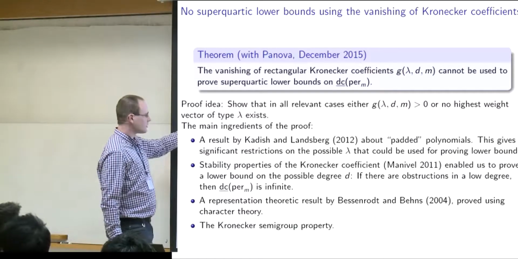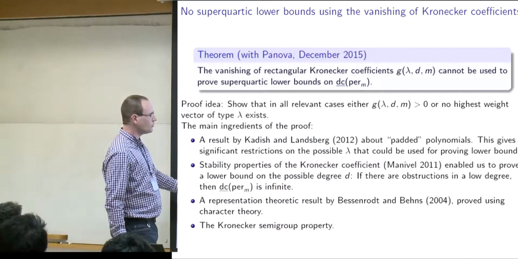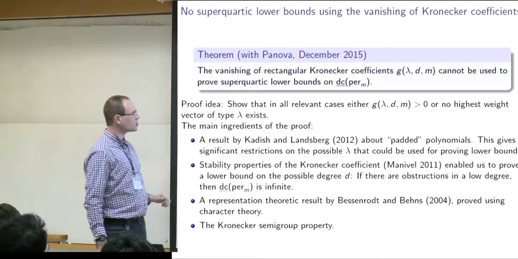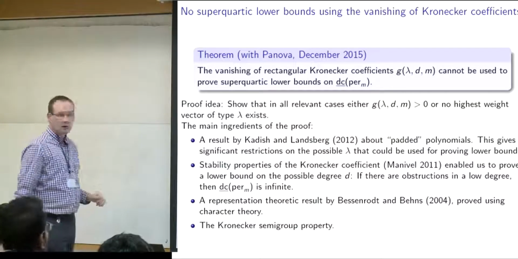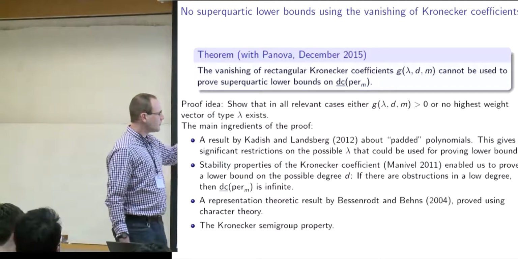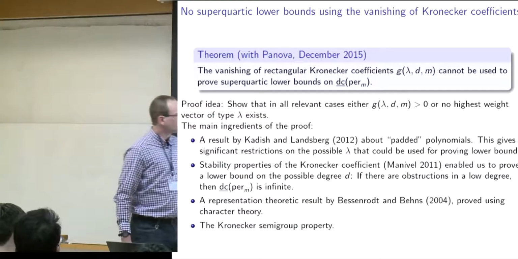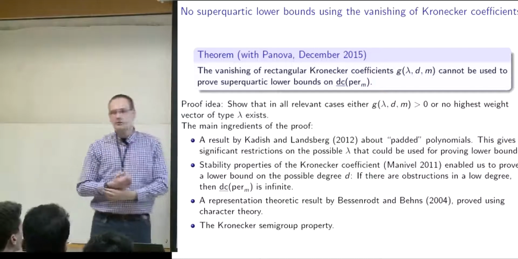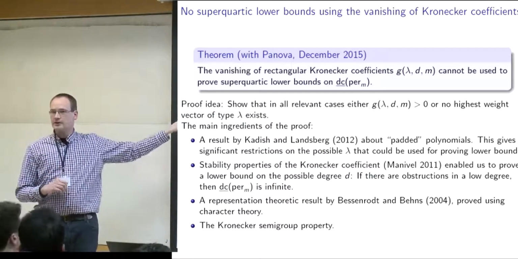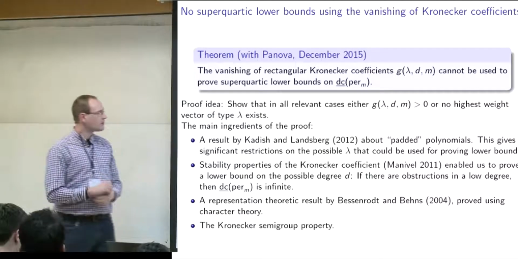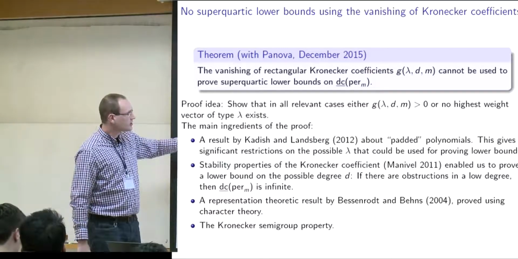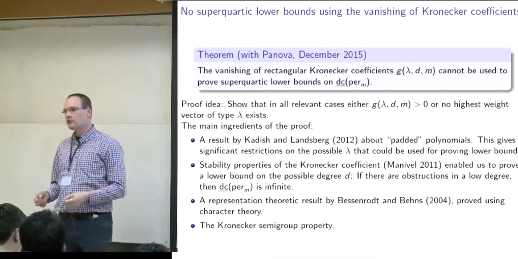Just to know what results are actually involved. The main ingredients are, there's a result by Kadish and Dunsberg from 2012 about paired polynomials, which gives significant restrictions to the possible lambdas that could be used for proving lower bounds. I didn't put this on the slide, but it's actually reasonable to think of this independently.